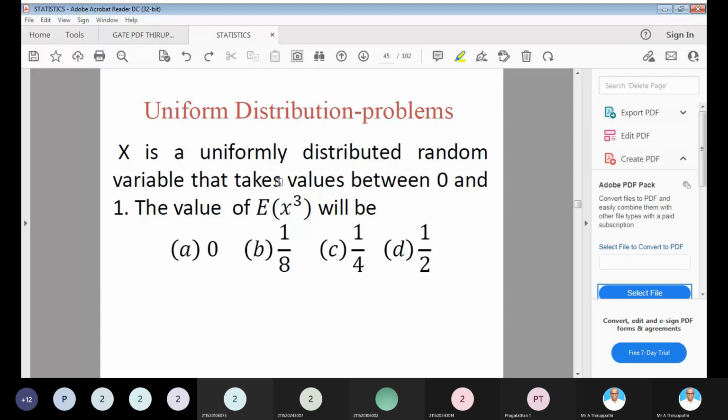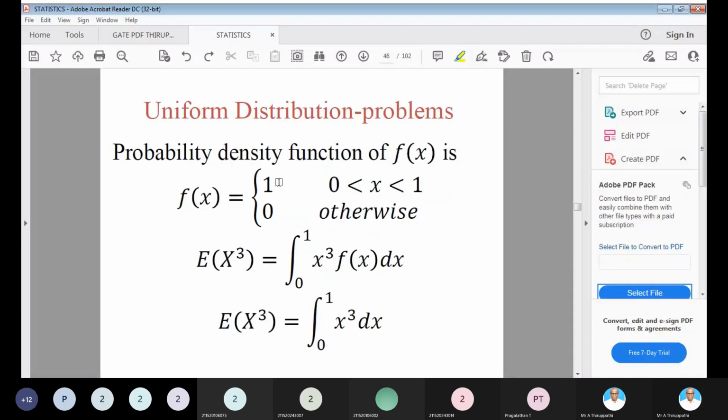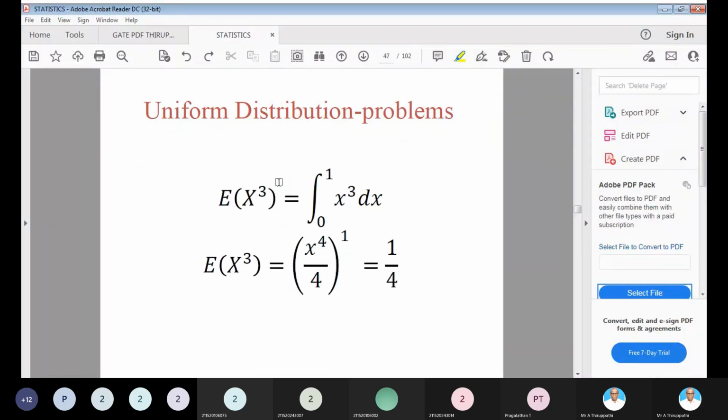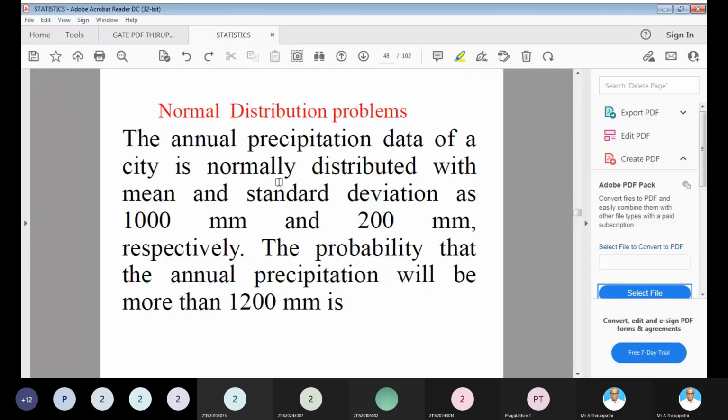F of x is equal to what? 1 by upper limit minus lower limit, so 1 by 1 minus 0, that is 1. So integral of x cube is nothing but x to the power 4 by 4. With limits 0 to 1, first put in the upper limit 1: 1 by 4 minus 0. Answer is 1 by 4. Next, binomial distributions.